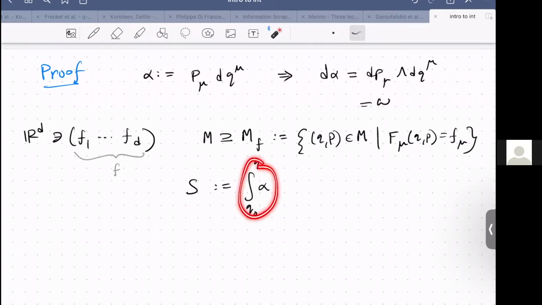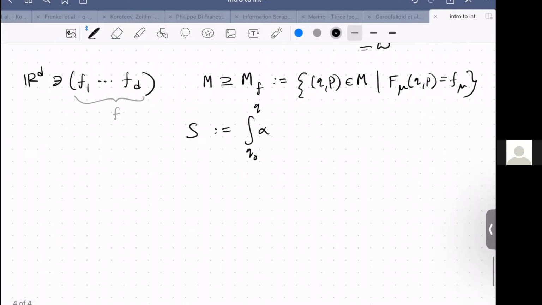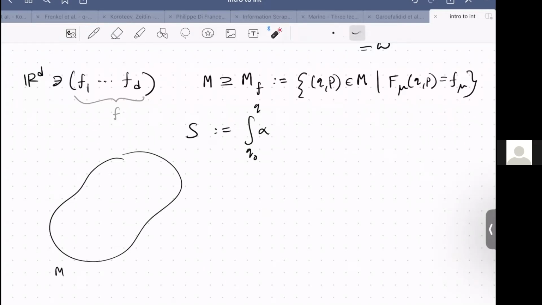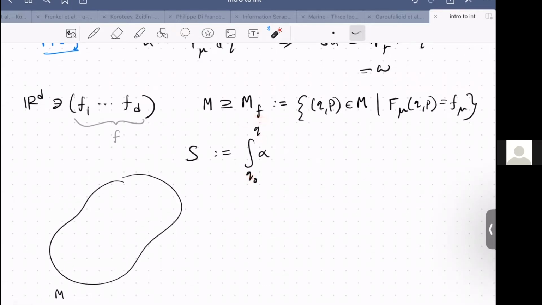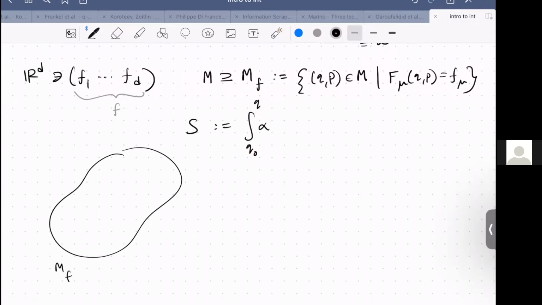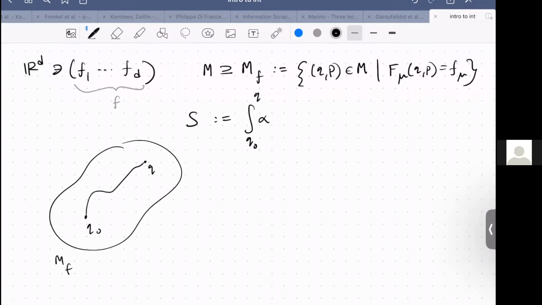So this integration is taking place on a line. Maybe I can draw. Let's say this is a phase space. Well, actually, it's not just that. The path over which I'm integrating belongs to one level curve. So Q0 and Q both belong to the same level curve. Let's say this is one level curve M_f. This is a point Q0, some other point Q, and you have to choose a path. Let me call it C. Actually, let me make it explicit that it is defined with respect to a path. So C goes from Q0 to Q.